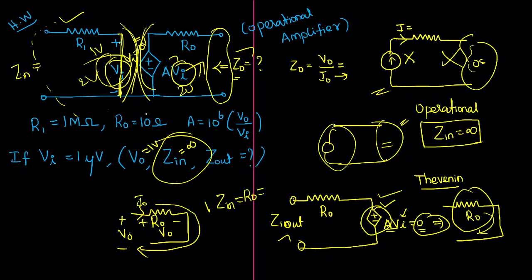So the value of R0 is how much? 10 ohm. The value of R0 is 10 ohm. Sorry, output impedance. Output impedance is 10 ohm.